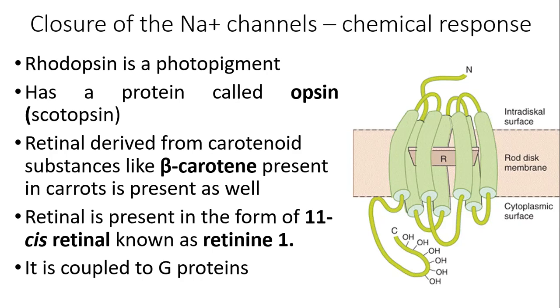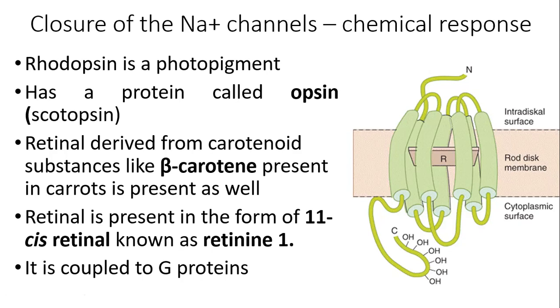Now, retinol, there's retinol here. No wonder the issue of you guys eating a lot of carrots comes from this, because it helps them to be healthy and so on. So now the retinol is present in the form of what we call 11-cis retinol, known as retinene 1.